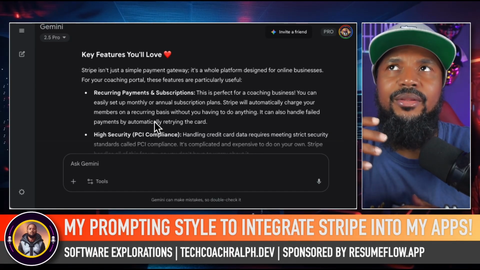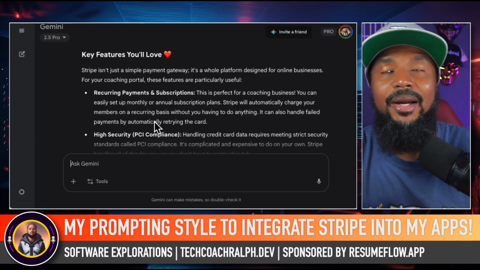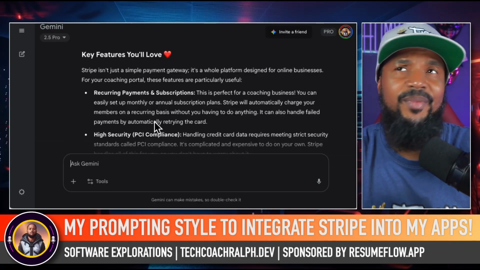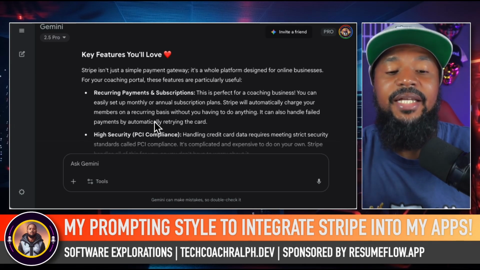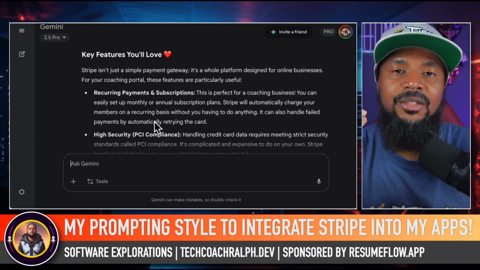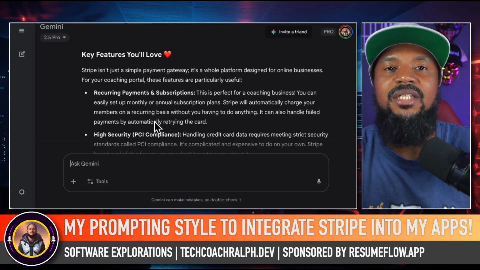And the reason I'm going through this is to show you the different ways that I use Stripe, or not Stripe, but how I use Gemini. I share with Gemini who I am, and that this is a business. I share with Gemini who I am, and that way it can explain it to me in a way that I can understand, and then I can easily break it down. So now, Stripe isn't just a simple payment gateway.